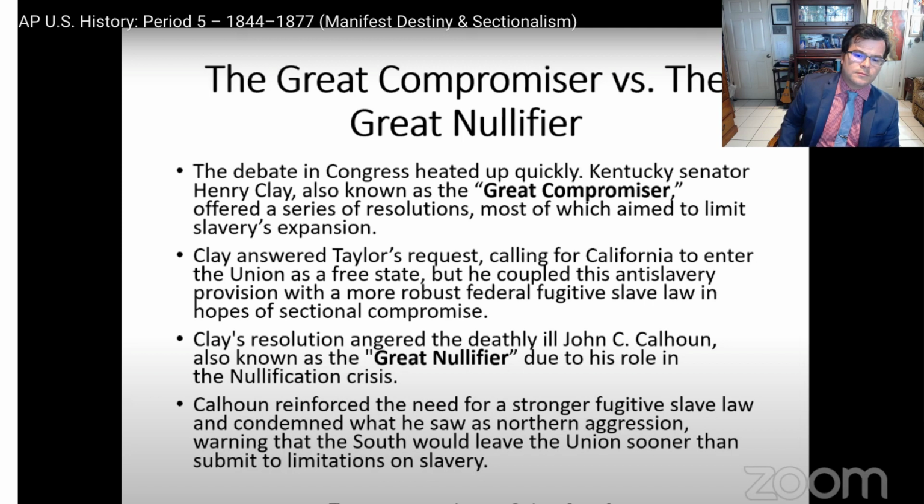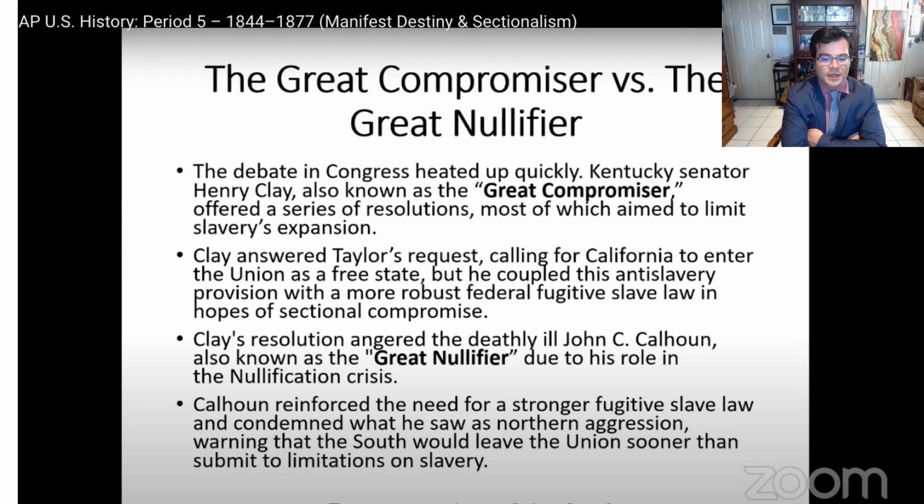So, the great compromiser, the great nullifier, okay, different politicians we're going to talk about. So Henry Clay and John C. Calhoun, really get to know these guys. Henry Clay, he was the guy who, if you ever feel like a failure, just think you're not as bad as Henry Clay. He lost the presidency 4 times.